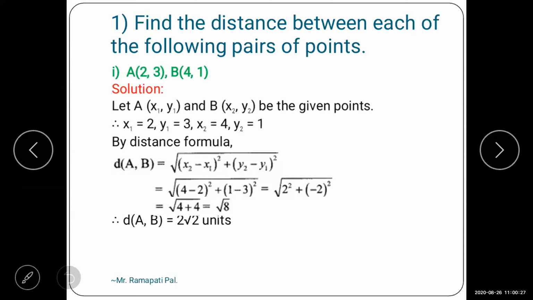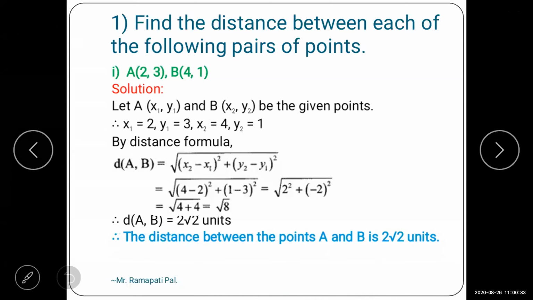The distance between point A and B is 2 root 2 unit. Is it clear? So simple, correct? Yes or no? Yes. Now, find the distance between each of the following pair of points.